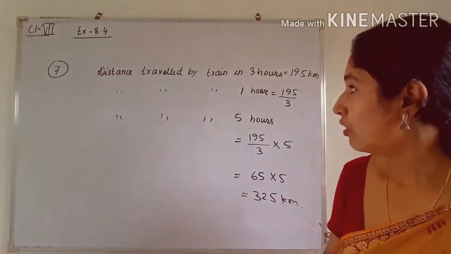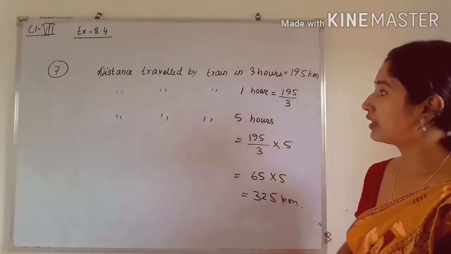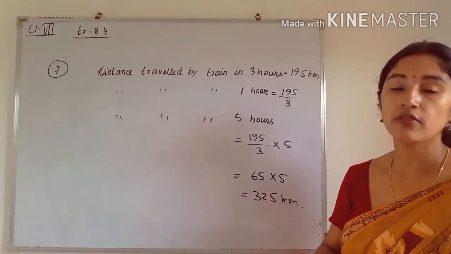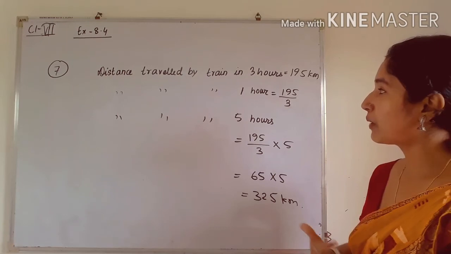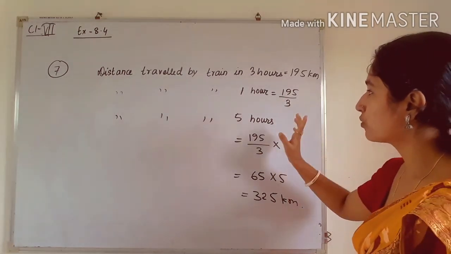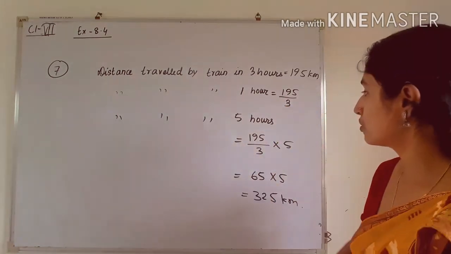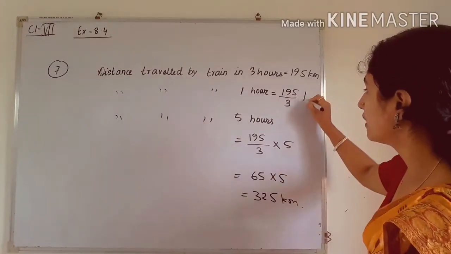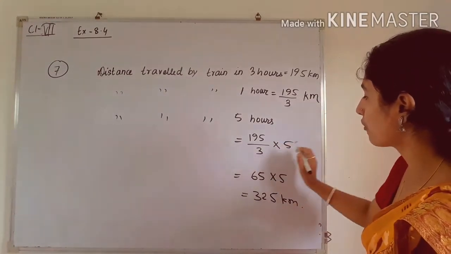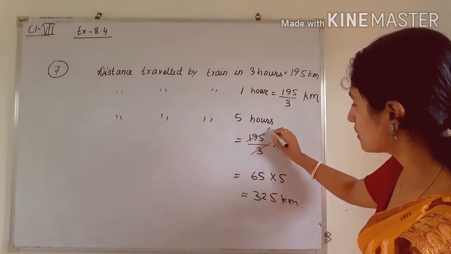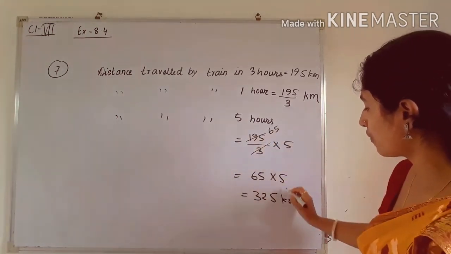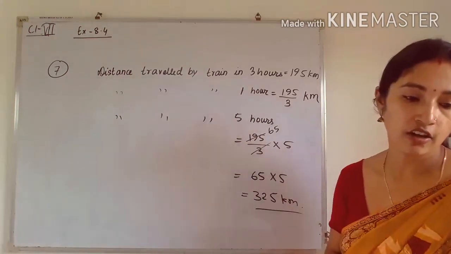So here you are taking the speed as constant throughout the journey. Then the distance traveled by the train in 1 hour will be this one, in kilometers. So distance traveled by the train in 5 hours will be 195 by 3 into 5. After cancelling, see, 3 6s are 18, 3 5s are 15. So 65 into 5 will be 325 kilometers.